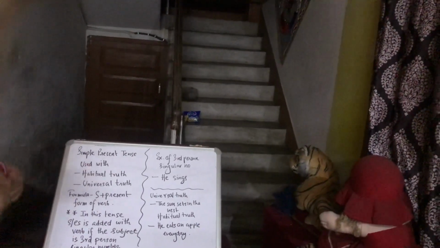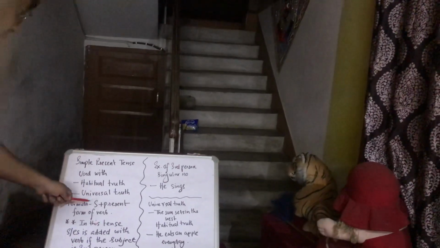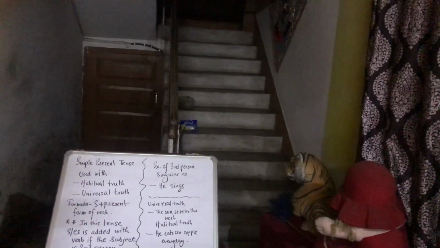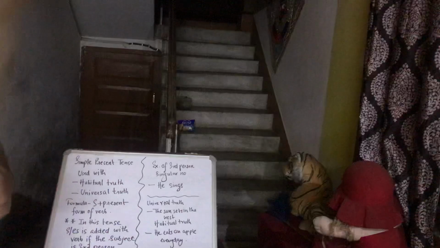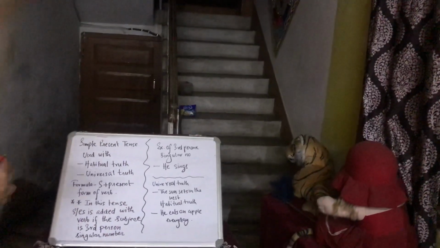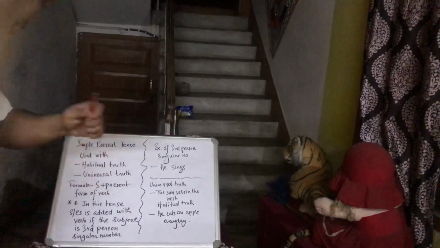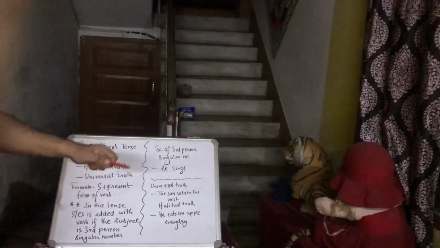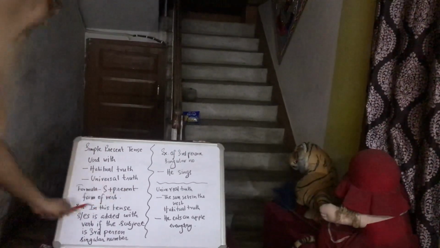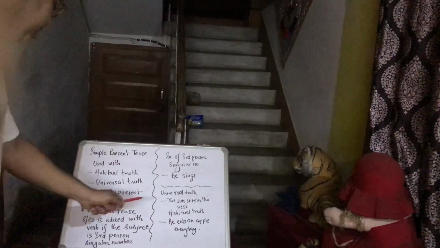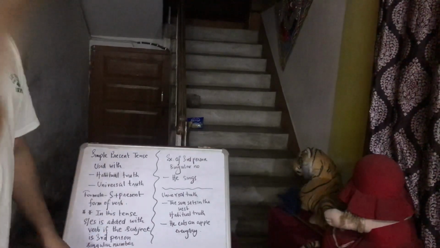The formula is subject, S for subject, plus present form of verb. But we need to remember one particular thing over here, and it is that in this tense, s/es is added with the verb if the subject is third person singular number. Now you need to understand what is third person singular number.